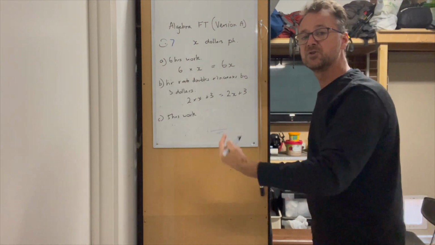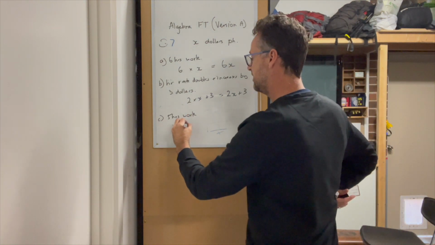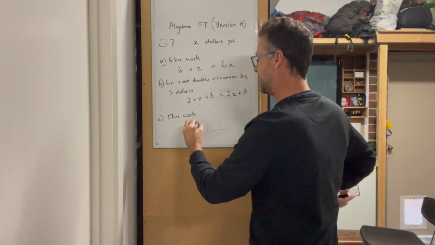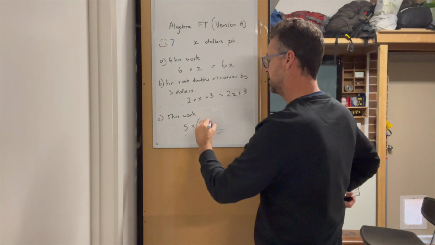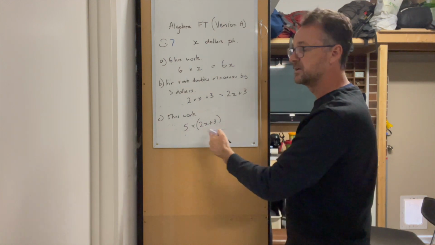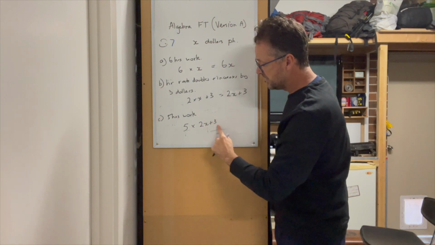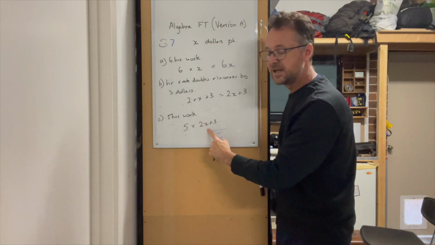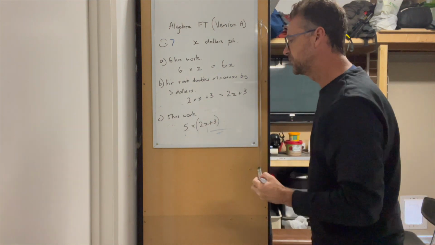Now it's saying we want to do 5 hours work with this new formula. So now it's 5 multiplied by, and this is where you need to use brackets, 2x plus 3, because the 5 is multiplied by all of it, okay? If we don't put brackets on this, then it's just going to be 5 times 2x and then add on 3. So we want to make sure that we're doing the whole thing here, okay?